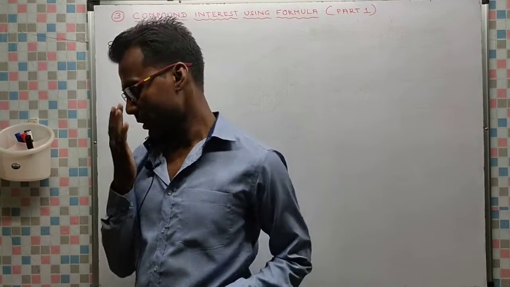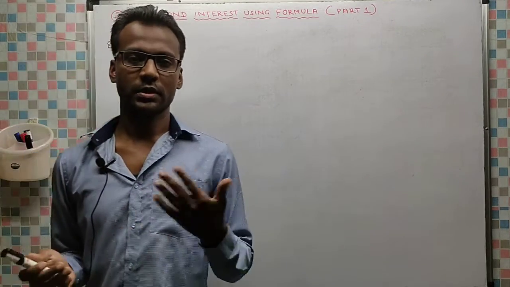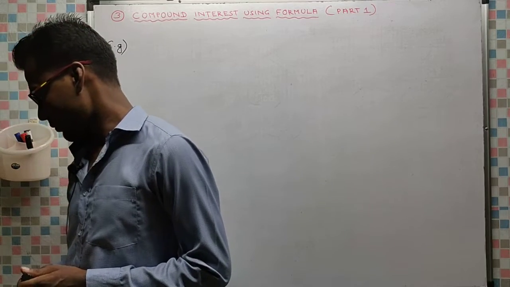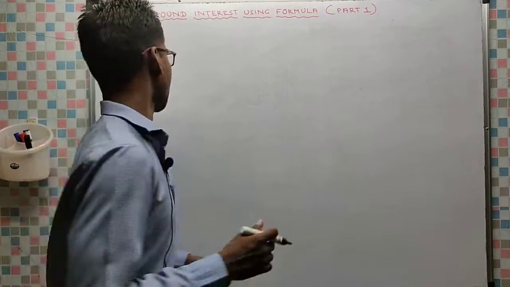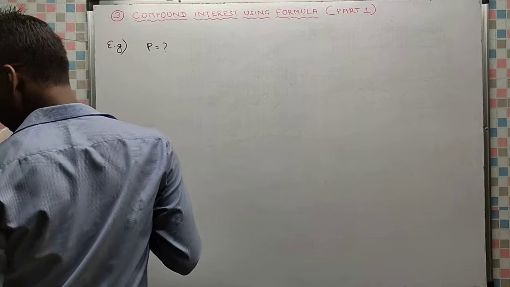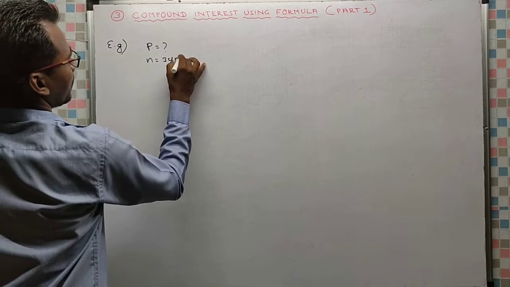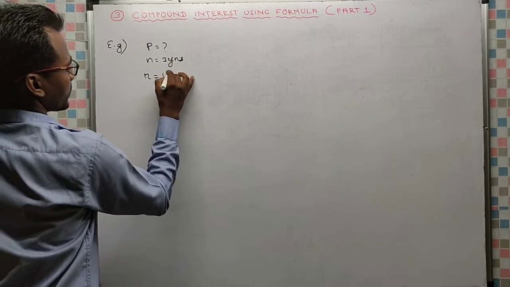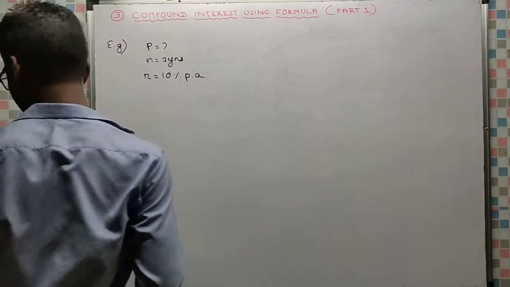Next example, finding the sum. In this example, amount had been asked. Next example, sum is asked, amount is given. Find the sum on which compound interest is given. P has been asked. Time is 3 years. Rate is 10% constant per annum.